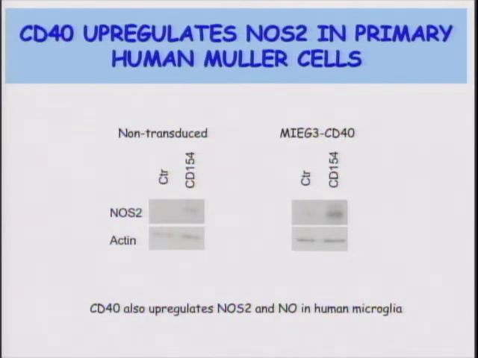Not only was NOS2 upregulated by Western, but we also were able to find detectable nitric oxide by Griess reaction. We also found similar results when we tested a human microglial cell line that showed NOS2 upregulation as well as NO production in response to CD40 engagement.